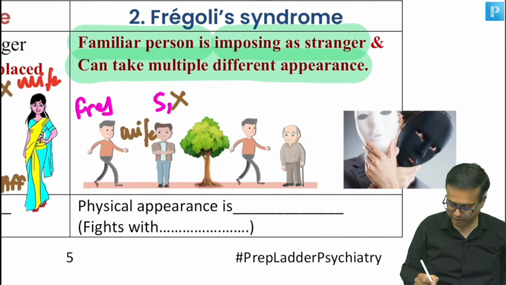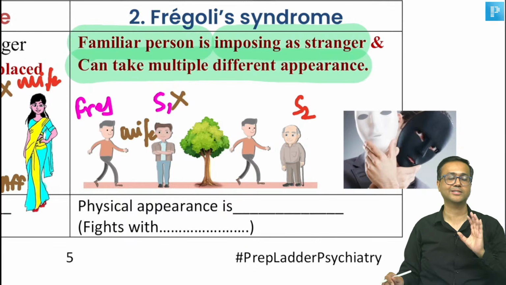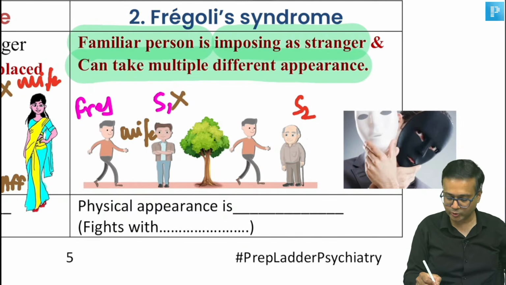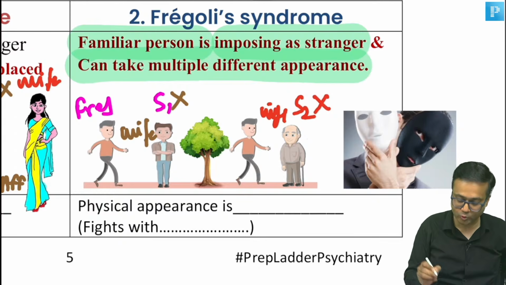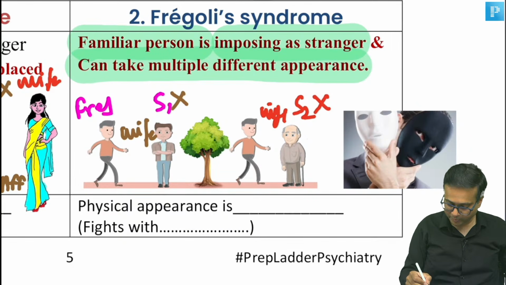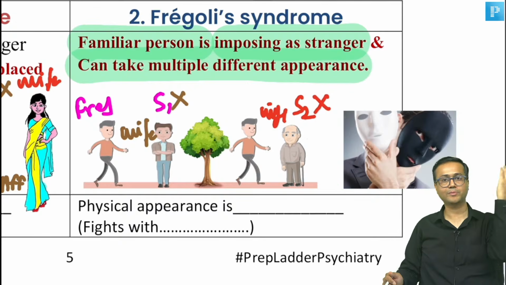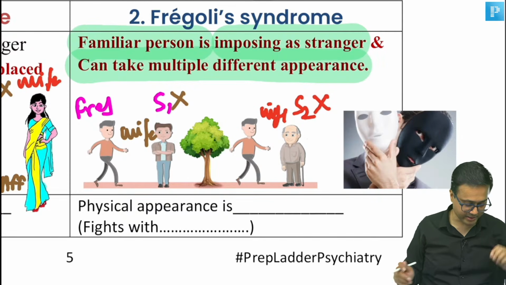He goes forward, beta, he sees another stranger, let's call him S2. Again he sees this stranger and says, you're looking like a stranger, but you're not a stranger. You are my wife in disguise. What are you doing here? Let's go home, let's go home. So what is this, beta? This is Fregoli syndrome. You know, as if the patient thinks that the person can wear a different mask, so the person can change his appearance and may impose as a stranger. Is this clear to everyone?